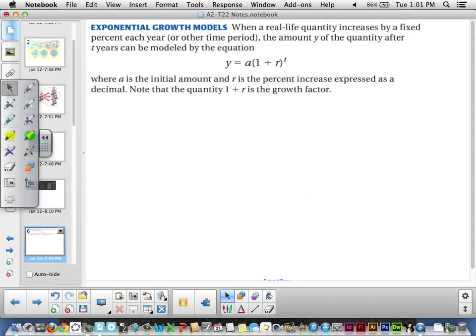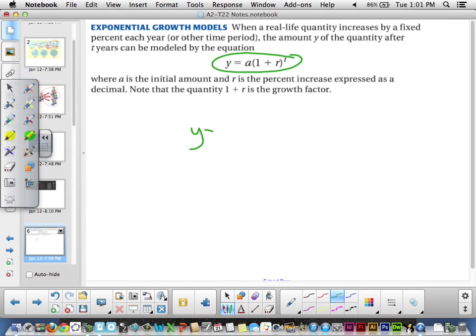All right, so here's the model we're talking about. When a real life quantity increases by a fixed percentage each year, it can be modeled with the equation y equals a times 1 plus r to the t. All right, another way you could say it is a times b to the t. The 1 plus r, that's your growth factor. r is your percent increase.